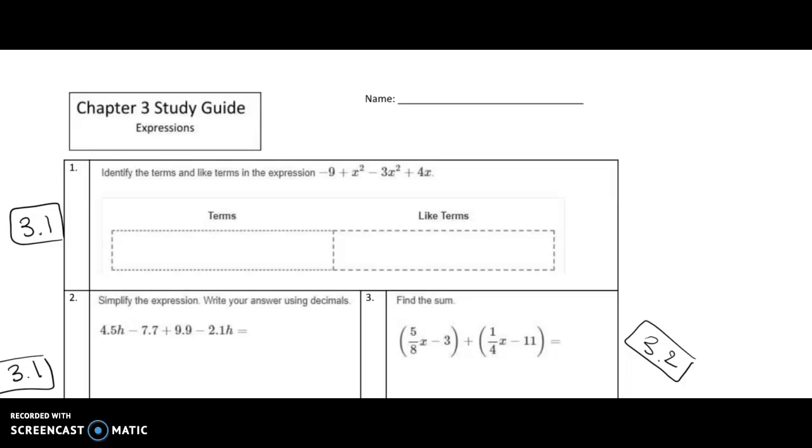It's just asking you to list the terms. Remember, the terms are separated by an addition or subtraction sign, and if it's a subtraction sign, we keep that like it's a negative. So our terms, we have -9, we have x squared, we have negative 3x squared, and then we have 4x. So there are 4 terms.